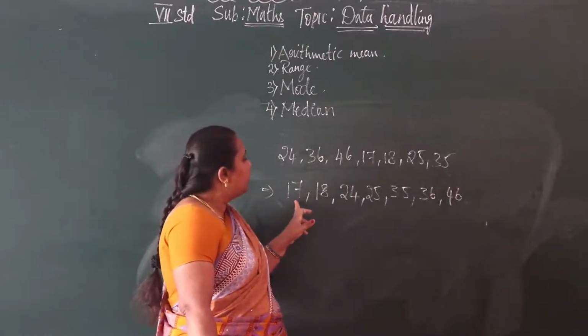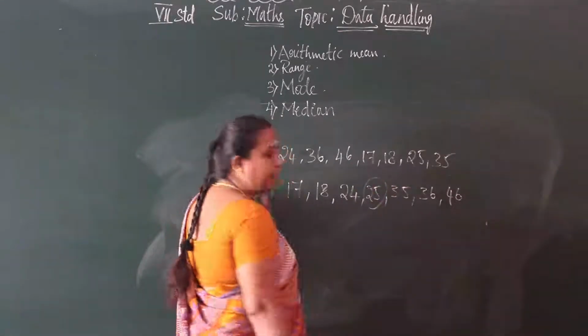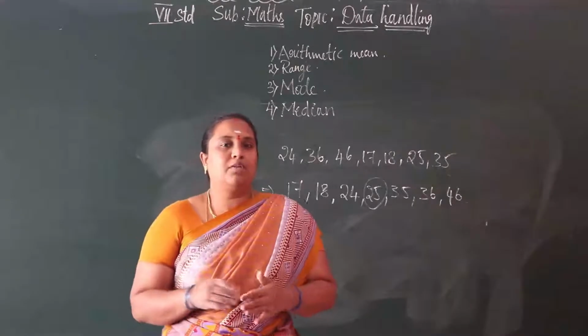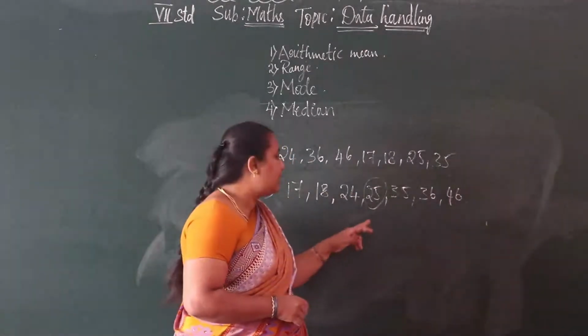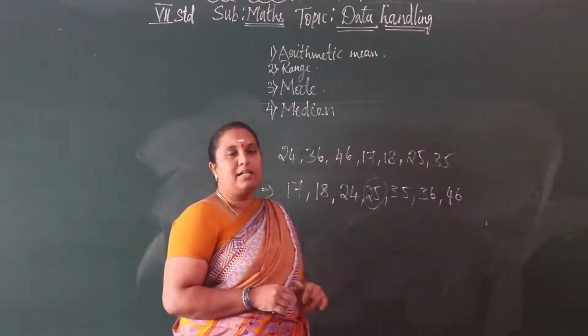Here, which is the middle value? The middle value is 25. Can you observe which is the middle value now? Children, you are all grown-ups. Here you have to find the middle value. So therefore, median equals 25. Median equals 25. Understood, children?